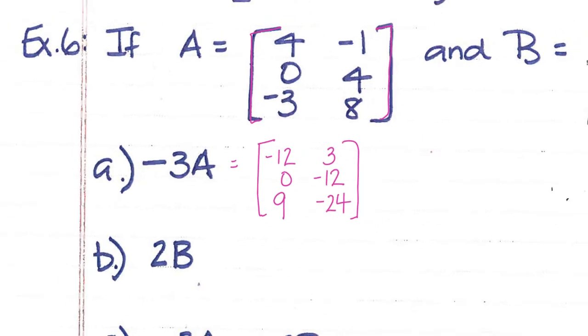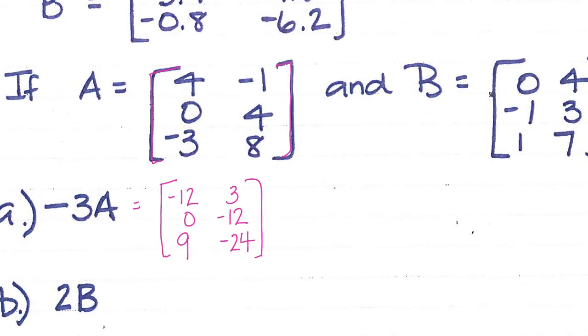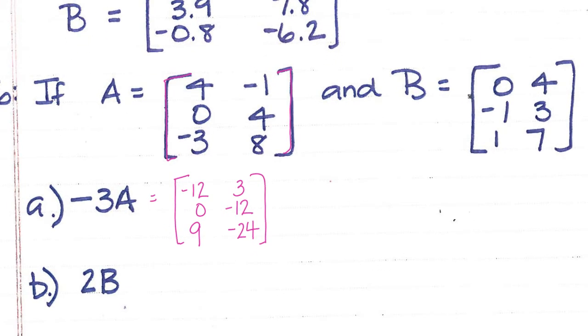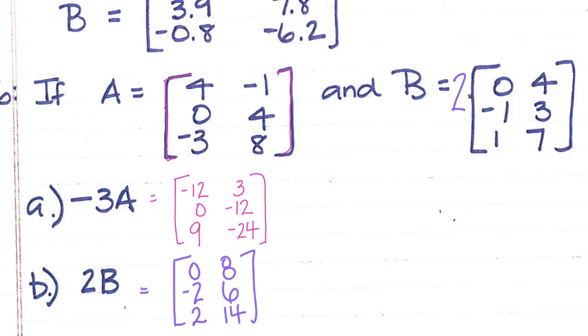For the next question, they're telling us to take 2 times B. Well, 2 times B states that I'm just going to take 2 times all of these. So 2 times B is going to give me 0, 8, negative 2, 6, 2, and 14.